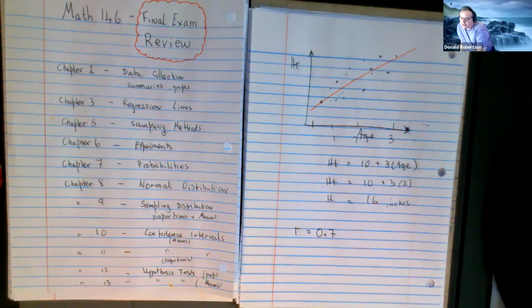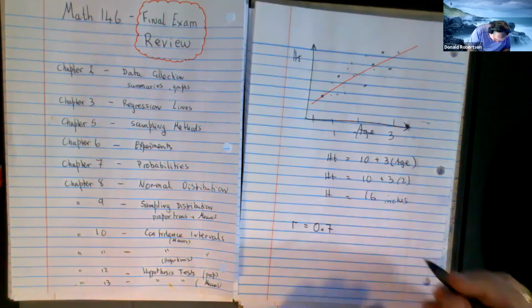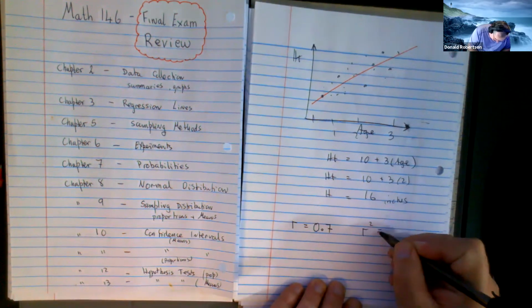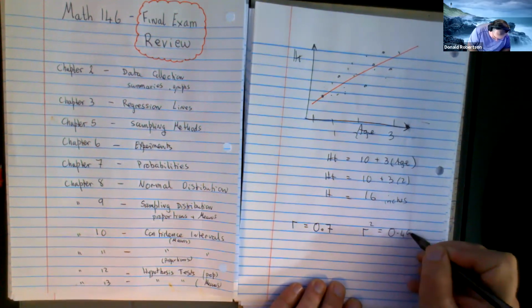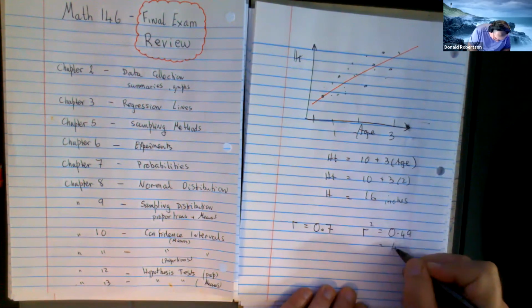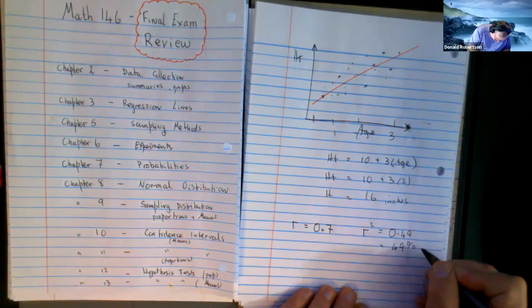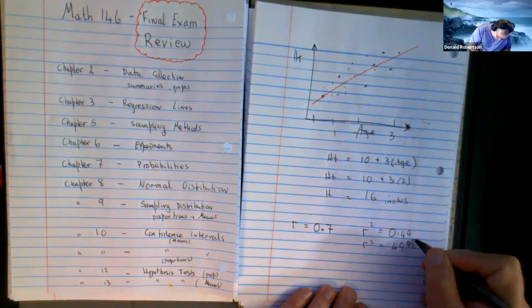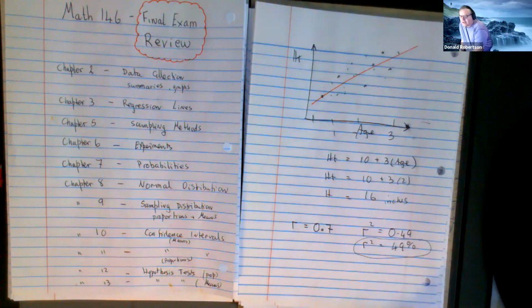There's a thing called the correlation coefficient. Let's suppose in this story it's 0.7. Could be. There's another one called R squared, which we typically convert into a percentage. What does the 49% tell us?